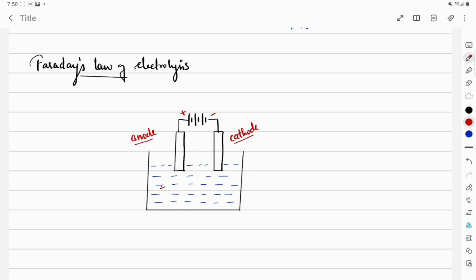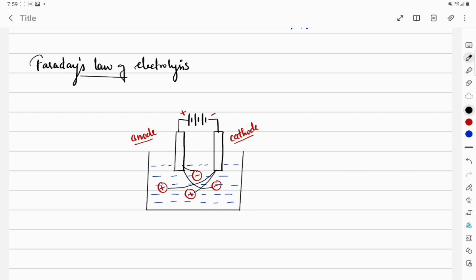So we know if there are cations and anions inside the solution, obviously these ions go towards the electrode which has the opposite charge compared to them, which means all the cations will go to the cathode while all the anions will go to the anode and get deposited at the anode and cathode respectively. So during electrolysis the ions in the solution will get deposited on the respective electrodes. This is what is happening.